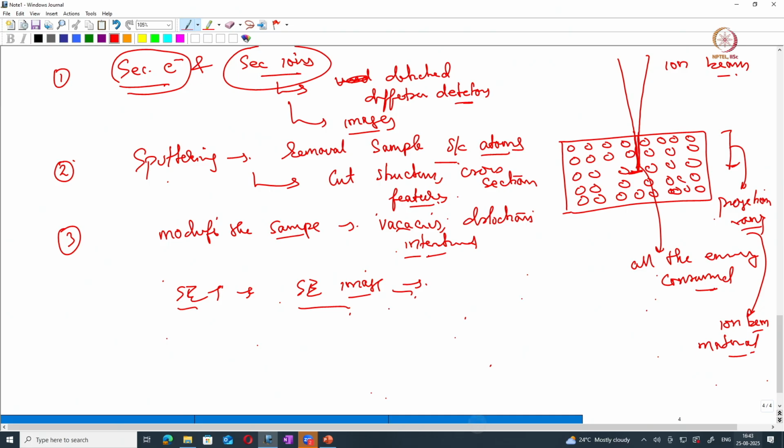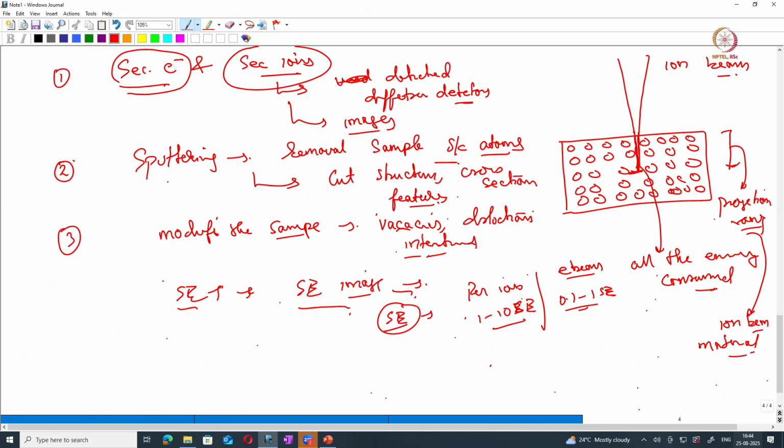Correct. So here the yield of secondary electrons is much higher than in the electron microscope. For an ion beam, per ion you can generate 1 to 10 secondary electrons. But for an electron beam, in the electron microscope, for each electron you can generate only 0.1 to 1 secondary electron. Okay, so the yield of secondary electrons is much higher when using the focused ion beam.